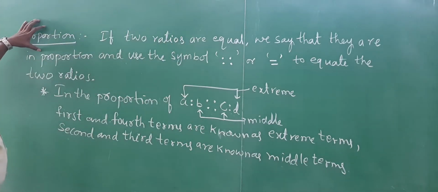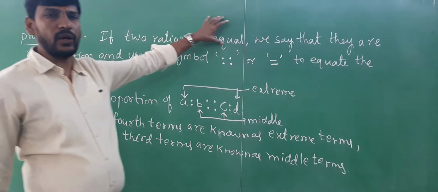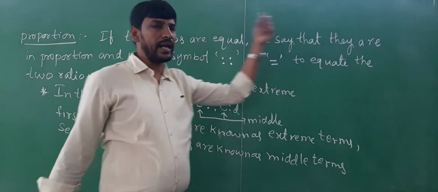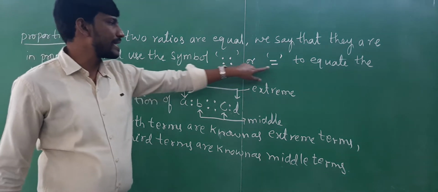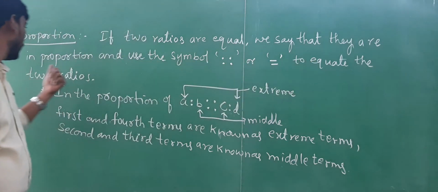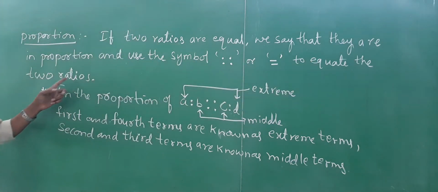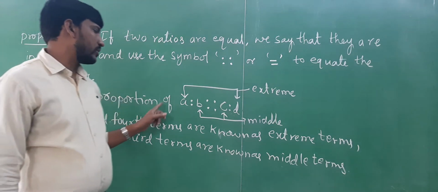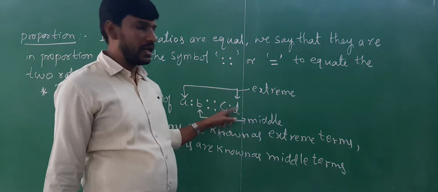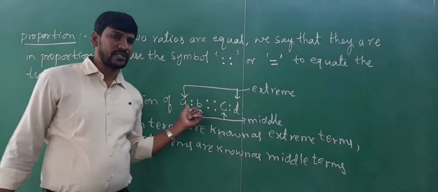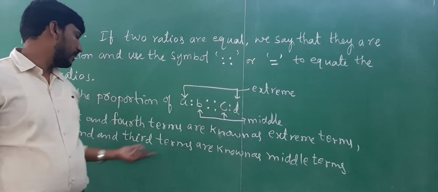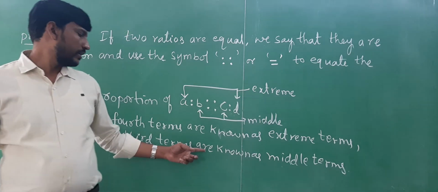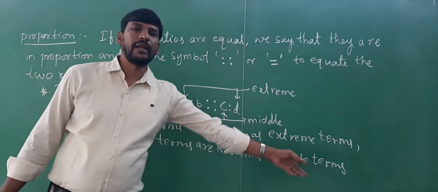So what is the proportion here? If two ratios are equal, we say that they are in proportion, and use the symbol :: or = to equate the two ratios. In the first one, A is to B as C is to D. The first and last terms, that is the first and fourth terms, are called extreme terms, and B and C, that is the second and third terms, are known as middle terms.